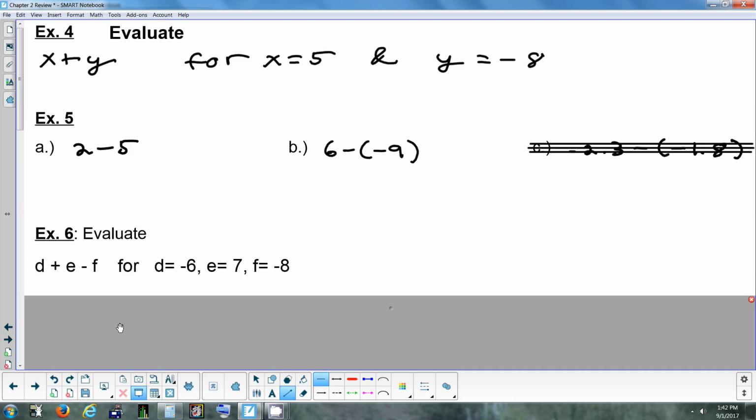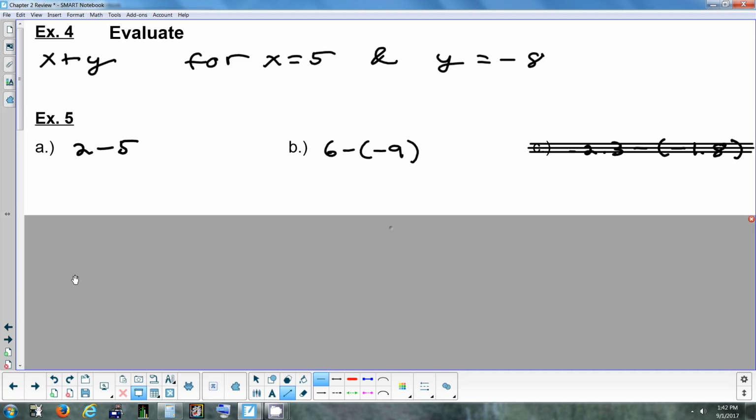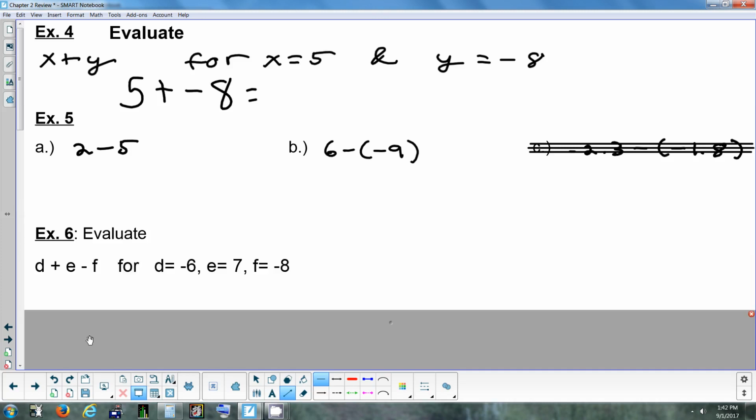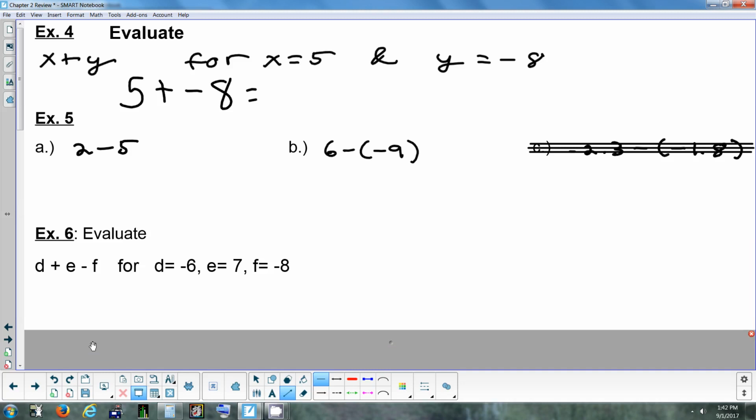It's going to give you values. You plug them in. So it's saying x plus y. Like Sophia just said, x is going to become 5 and y is going to become -8. So now we're evaluating, but we run into a situation where we're going to have to add and subtract some positives and negatives. What type of a situation do we have here?